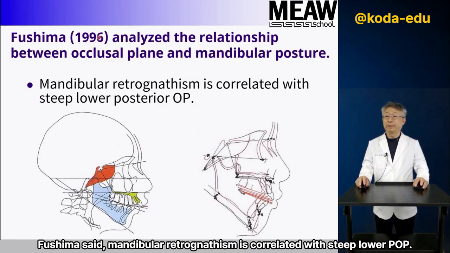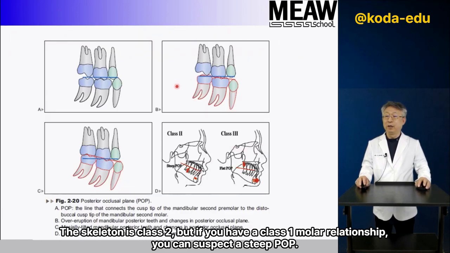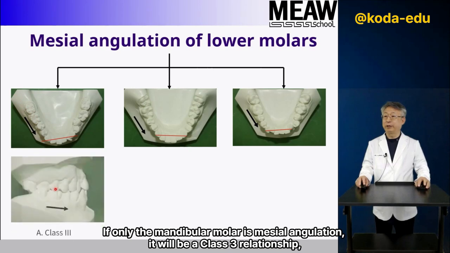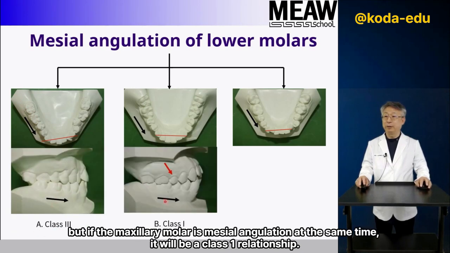Fukushima said mandibular retrognathism is correlated with steep lower POP. The skeleton is class 2, but if you have a class 1 molar relationship, you can suspect a steep POP. If only the mandibular molar is mesially angulated, it will be a class 3 relationship. But if the maxillary molar is mesially angulated at the same time, it will be a class 1 relationship.